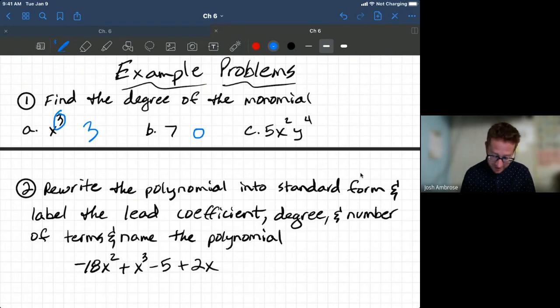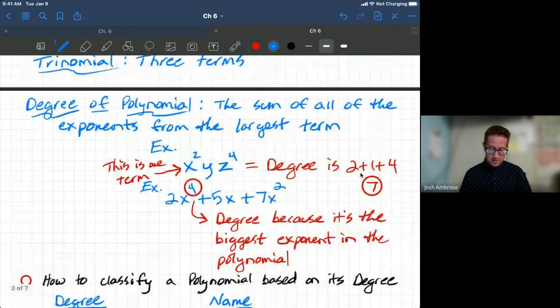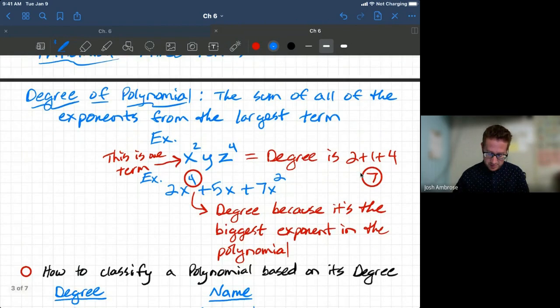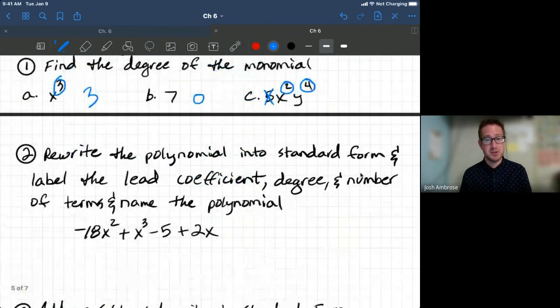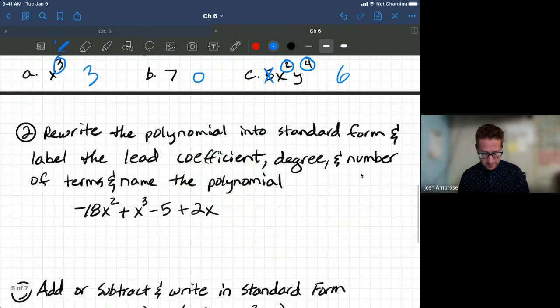Okay, let's move on to letter C. The 5 in this case doesn't matter at all, so don't worry about that 5. What we care about is the 2 and the 4, and then we add them together, because this is a monomial. Let's go back to that definition of degree for the polynomial. Look at the sum of the largest term, but if it's a monomial, you add all of those exponents together. So I see a 2, a 4, so the degree is 6 for that one.